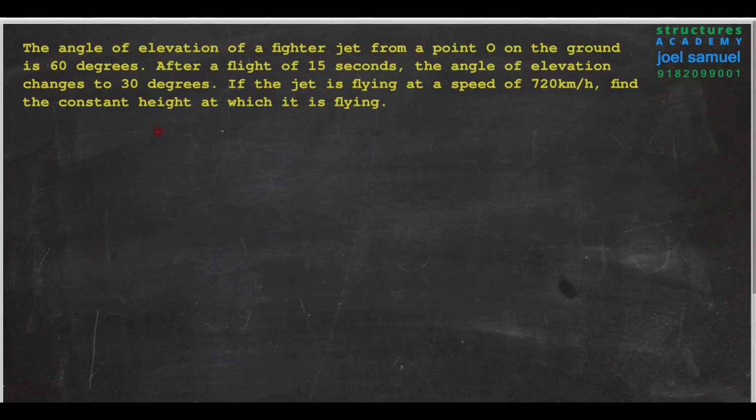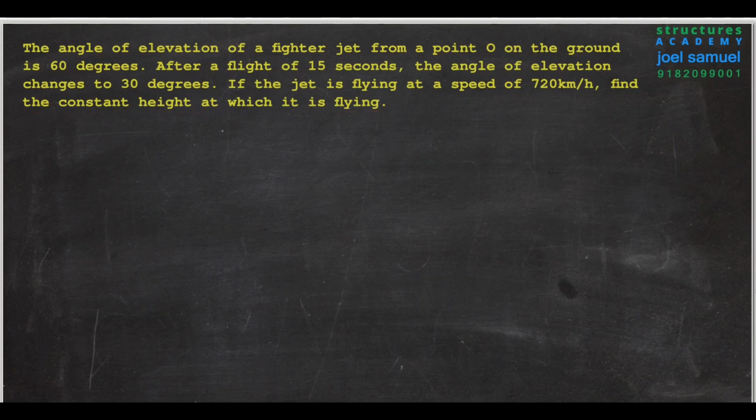All right, let's look at a question from the applications of trigonometry related to heights and distances. The angle of elevation of a fighter jet from a point O on the ground is 60 degrees. After a flight of 15 seconds, the angle of elevation changes to 30 degrees. If the jet is flying at a speed of 720 kilometers per hour, find the constant height at which it is flying.